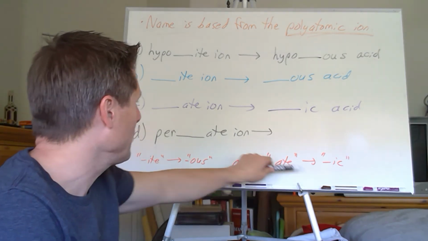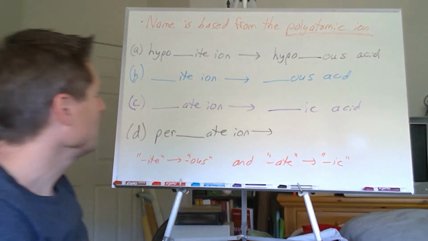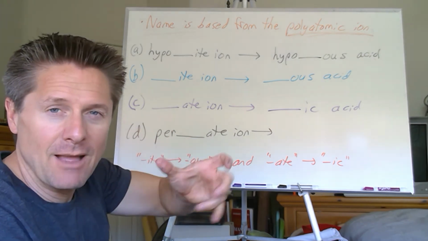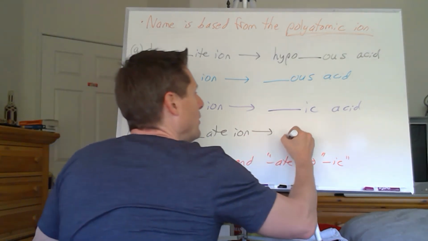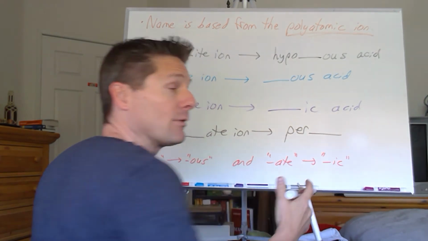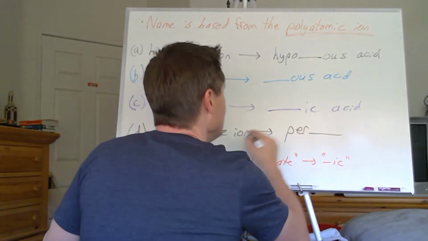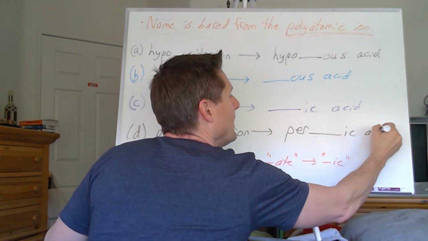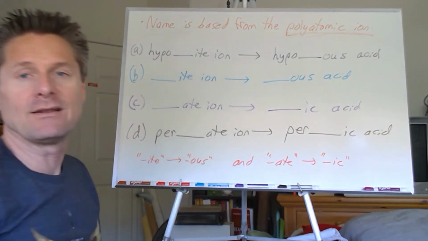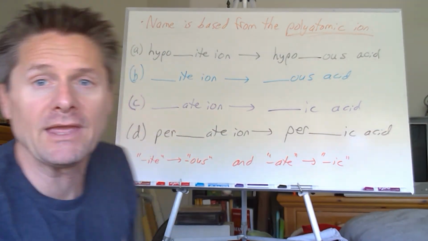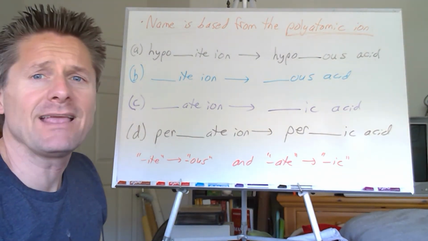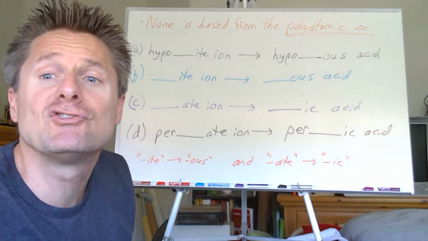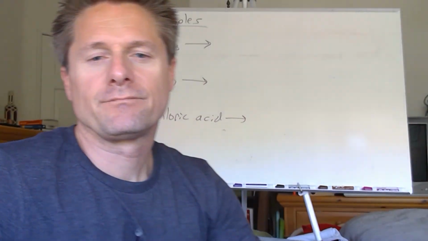And then if you've got that prefix per, you leave it in there, and then take the root of the polyatomic ion, and ate becomes ic. So this becomes per blank ic, whatever the root of the polyatomic ion is, and you slap acid on the end. Simple little thing, right? Ite goes to ous, ate goes to ic. Piece of cake.